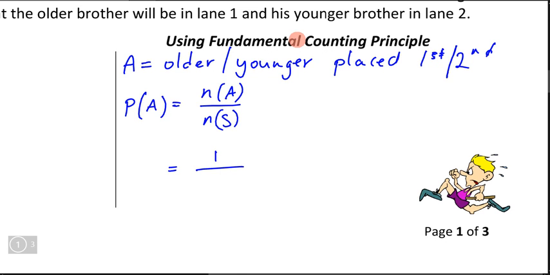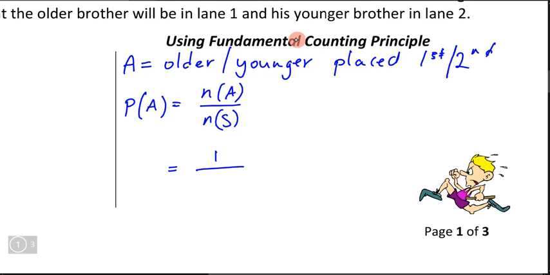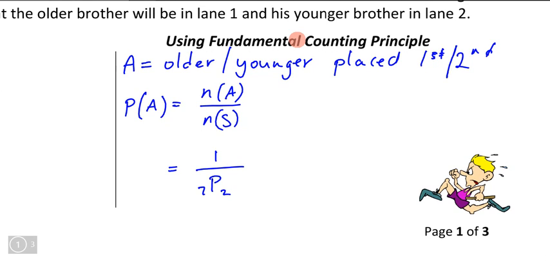How many total outcomes are there? Well, that is a permutation. Remember, you have 7 people altogether, but how many ways can you place people in the first and second position? So it's a permutation of 7P2, basically arranging the first 2 spots from 7 people to choose from.